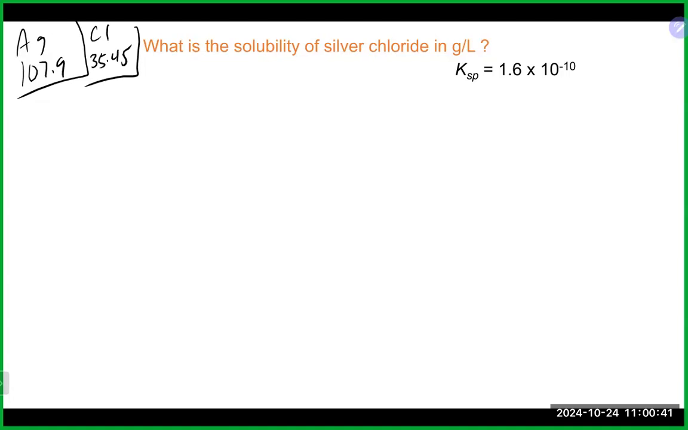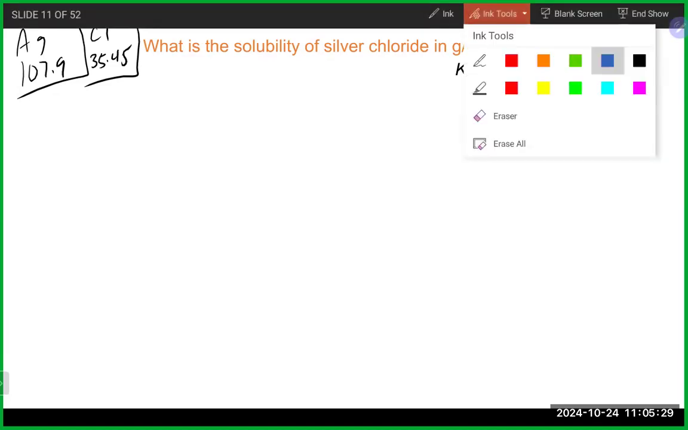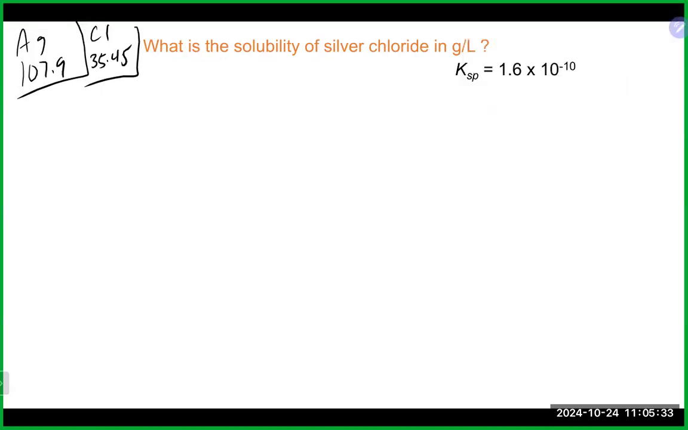Okay, all right, so calculate it up. What is the grams per liter solubility of silver chloride? In this case, the only thing given to you is the Ksp, which, if it is not given to you, you might need to look up in a table in the book. So this is definitely a situation where you should do an ICE table.